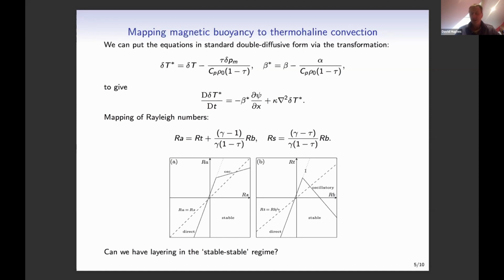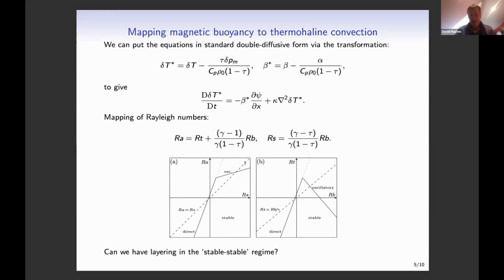This is not a new result, this is an old result, but it's crucial for what I'm going to say. What you can see is that there is instability in what ostensibly you might think of as the stable quadrant, the bottom right. Now, the question we asked is, can we have layering? That's even more weird, right? Layering in the stable quadrant.